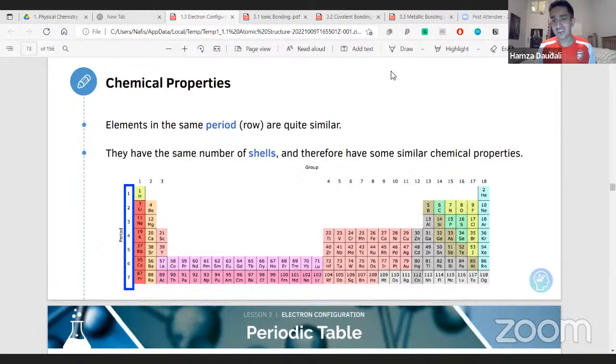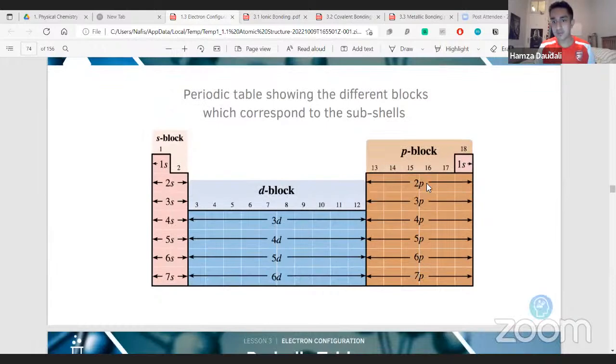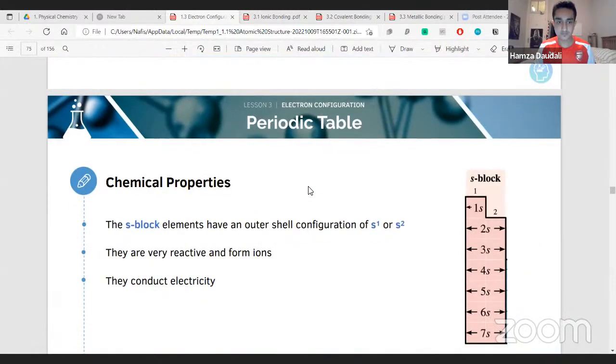No, you can't just write Ar in brackets for argon because that would be a bit of a cop-out, which they wouldn't let you do in the exam. And you know your s block, your d block, your p block, and your f block as well.